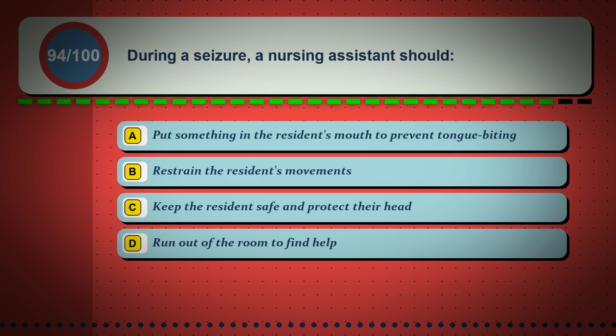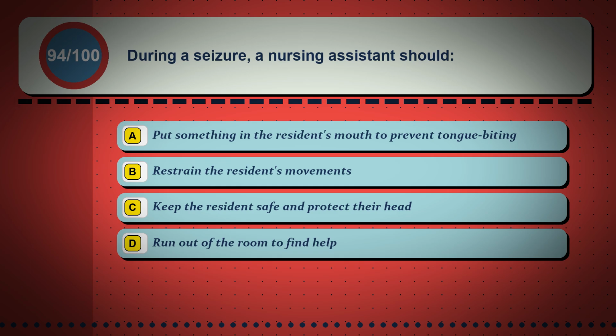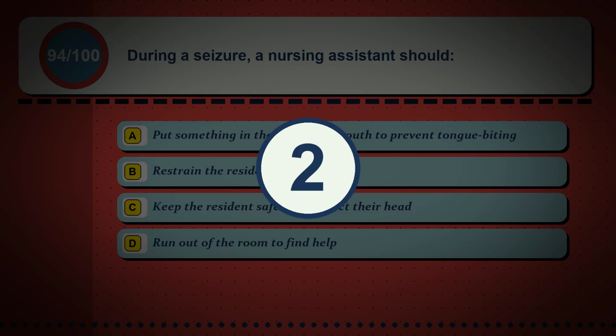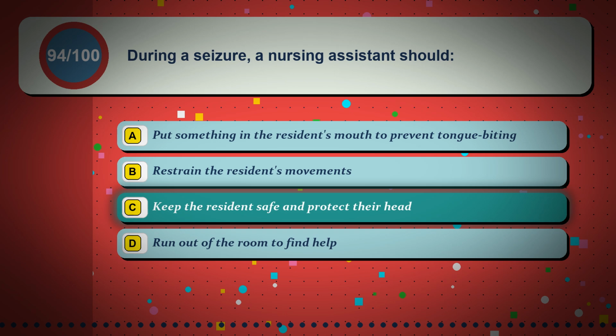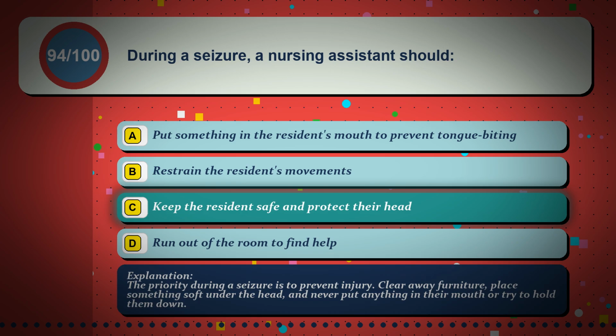Question 94. During a seizure, a nursing assistant should: option A, put something in the resident's mouth to prevent tongue biting. Option B, restrain the resident's movements. Option C, keep the resident safe and protect their head. Option D, run out of the room to find help. The correct answer is option C, keep the resident safe and protect their head. The priority during a seizure is to prevent injury. Clear away furniture, place something soft under the head, and never put anything in their mouth or try to hold them down.